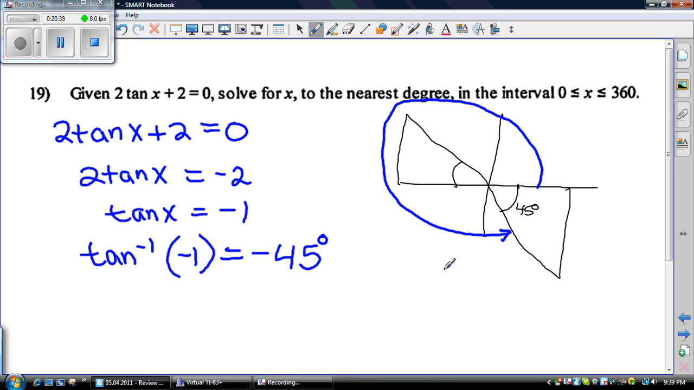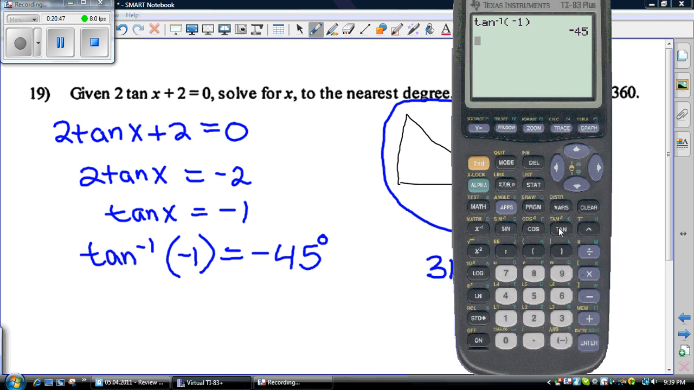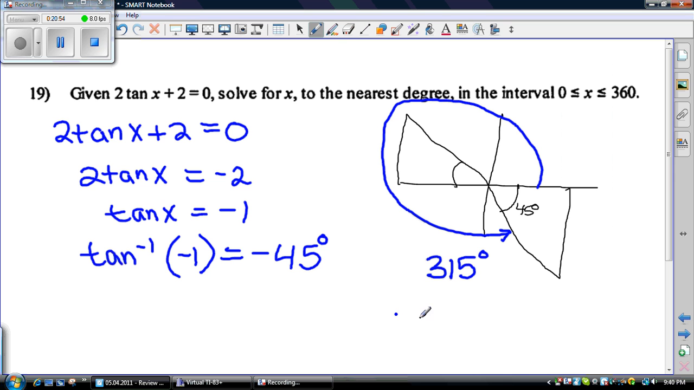In order to get to here, it has to be 315 degrees. And watch, check this out. The tangent of 315 degrees is negative 1. There, perfect, good to go.